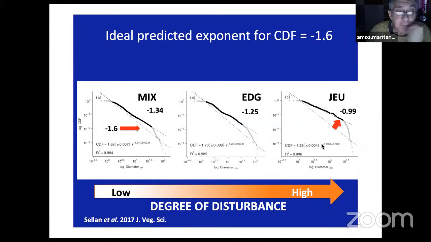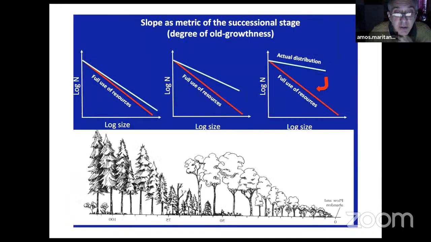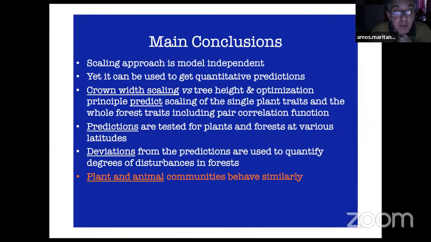So this is a graph, again, for various forests. And the measurement was done by Silan, one of our collaborators. And you see that when you are far away from the disturbance, the dashed line is the ideal. And as you move toward high disturbance, you see that the disturbance is quite visible, and you see a large deviation from the ideal one. So this is just a cartoon. So these are the main conclusions.